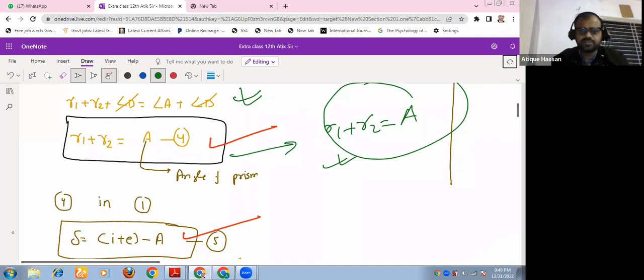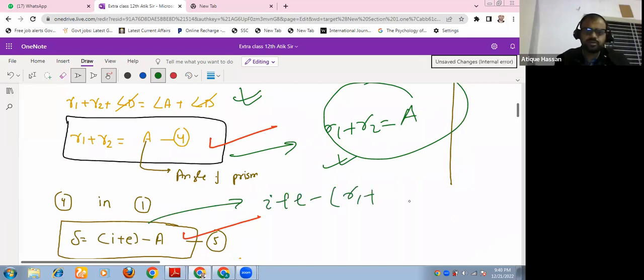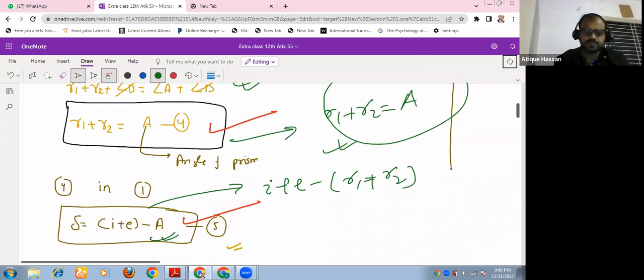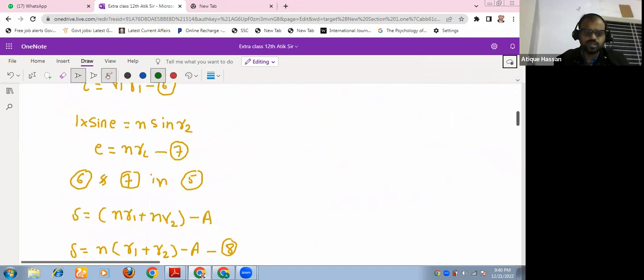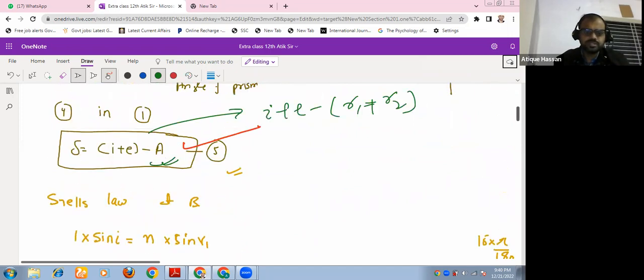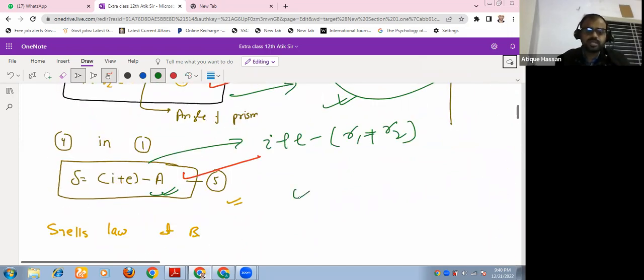Now things become easy. We know that delta was I plus E minus R1 plus R2. So we put the value of R1 plus R2, that is equal to A. So we got the deviation equal to I plus E minus A. So now leave it here. Now we will directly move to the calculation for minimum deviation. So delta is equal to, you can remember, I plus E minus A.